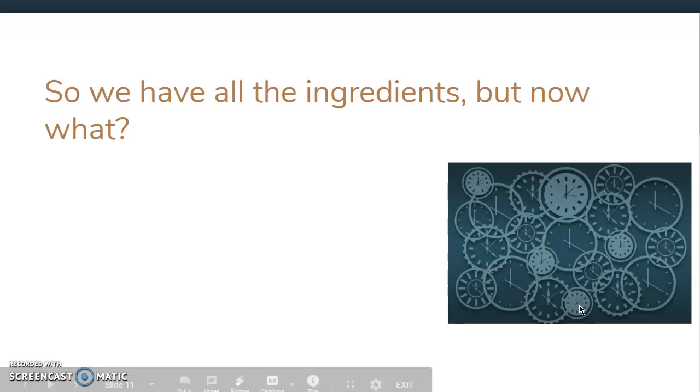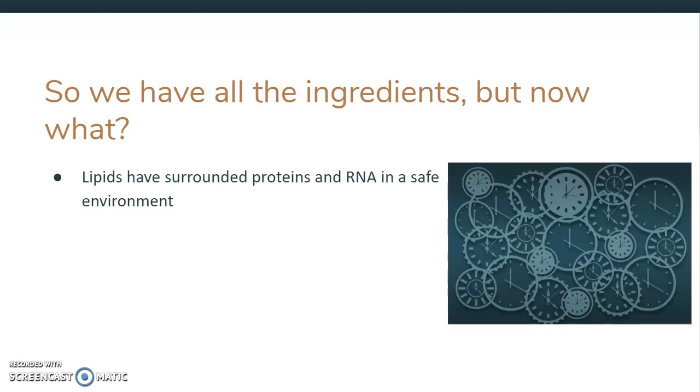So we have all the right ingredients. We've talked through everything, but how do you put all the ingredients in the right place? Cells are incredibly complex. They're like a watch. Everything runs very smoothly. So we have our lipids. The idea is that when those lipids formed in the ocean, they encapsulated some of the proteins and RNA that were present. So now we have our RNA and our protein in a nice safe environment inside this lipid.